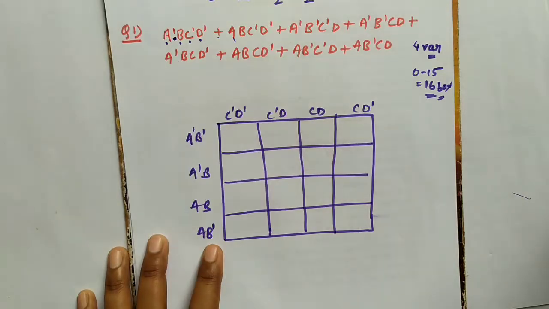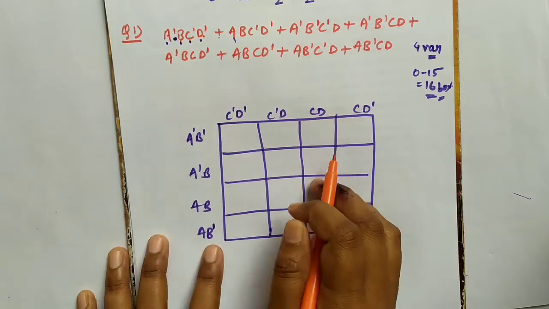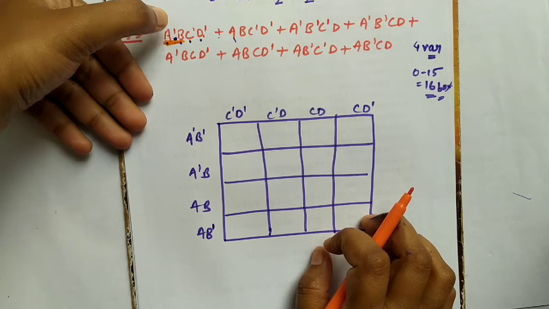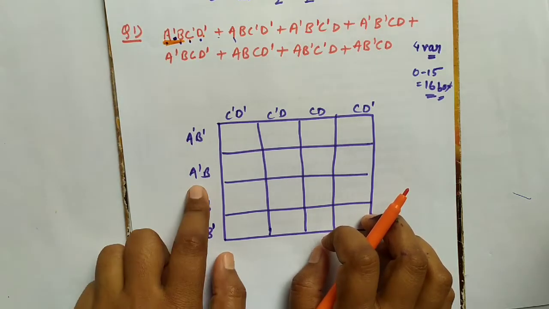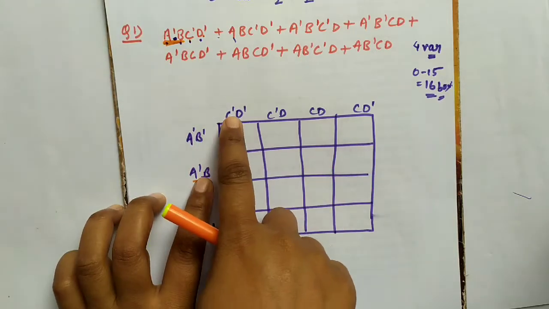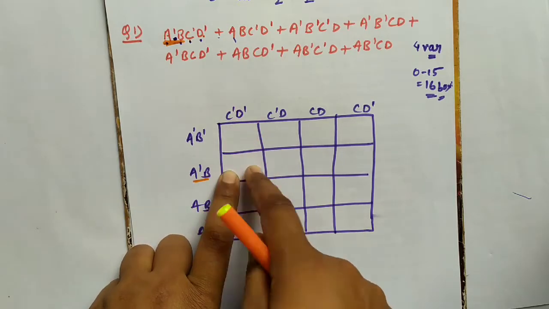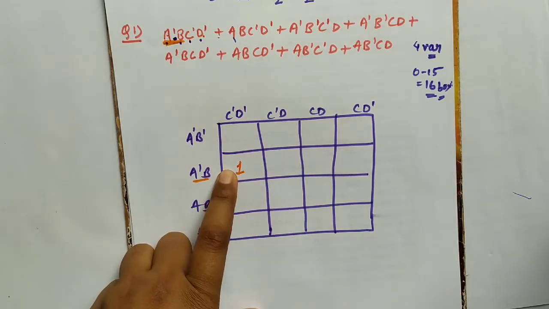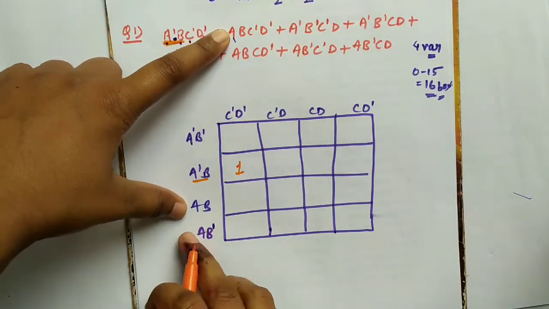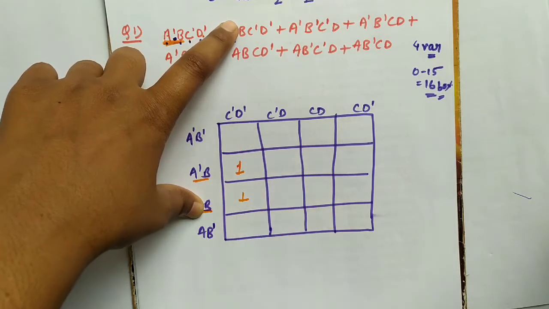First one is A dash B, C dash D dash. First take two terms, A dash B. Where is the A dash B? Here it is. Next C dash D dash. Where is the C dash D dash? Here it is. So in the second row and the first column we can write 1. Clear? Next term is AB, and C dash D dash. Again this is the first column, so here we write 1.